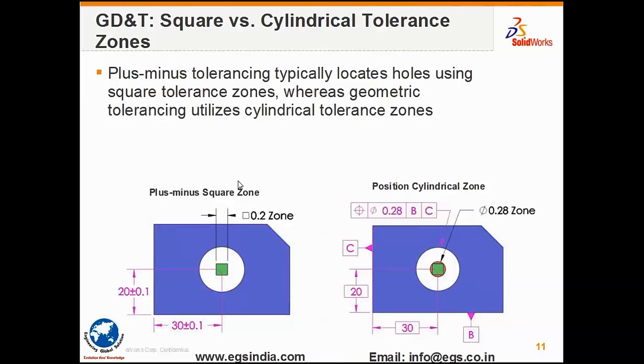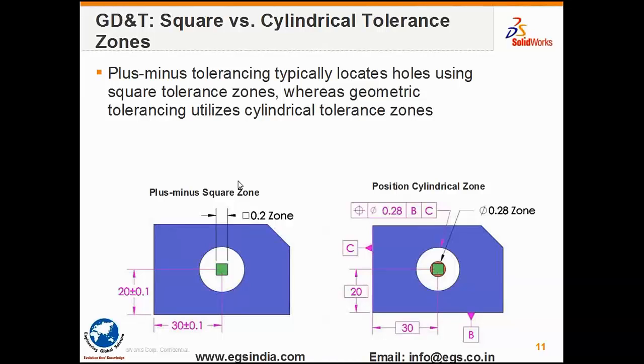Now, typically when we take any part, let us say an internal feature of size or a hole, and we look at the tolerance zone in plus or minus, on the left hand side you see a square or rectangular tolerance zone, depending on the tolerances provided in the X and Y directions, or the horizontal and vertical directions. On the right hand side, you are seeing a circular tolerance zone being specified using a GD&T schema, in contrast to a plus or minus tolerancing schema.